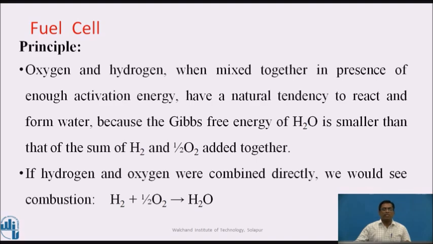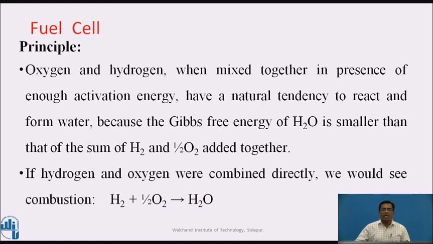What is the principle behind this fuel cell? Naturally, hydrogen and oxygen, when they are mixed together in the presence of enough activation energy, have a natural tendency to react and form water. This happens because the Gibbs free energy of water is very much smaller than the sum of that of hydrogen and oxygen added together. So, water molecule formation becomes easier in the presence of a catalyst.